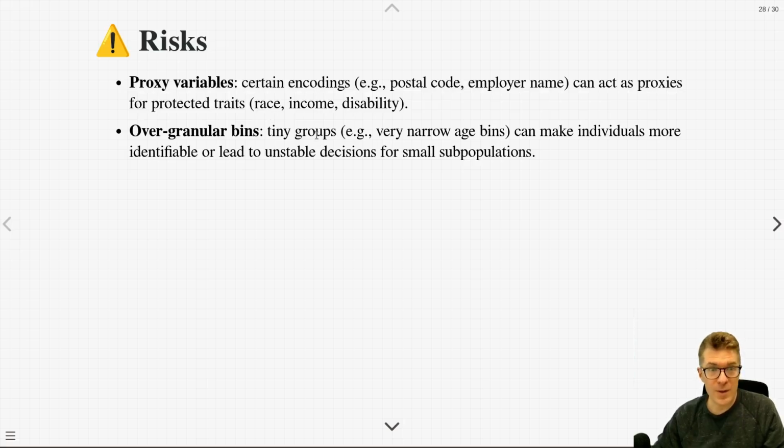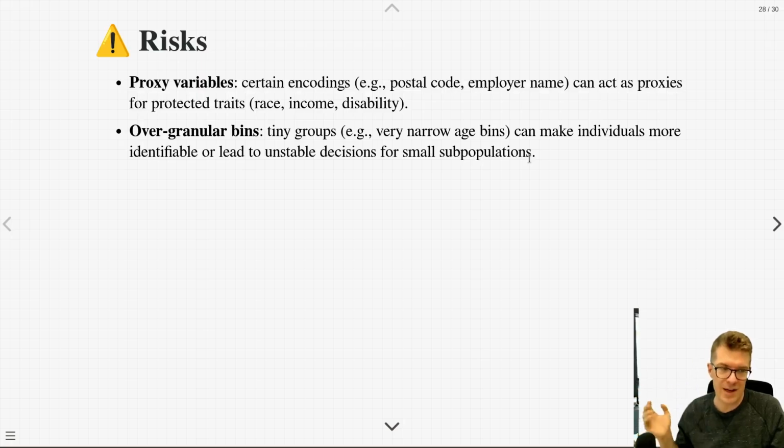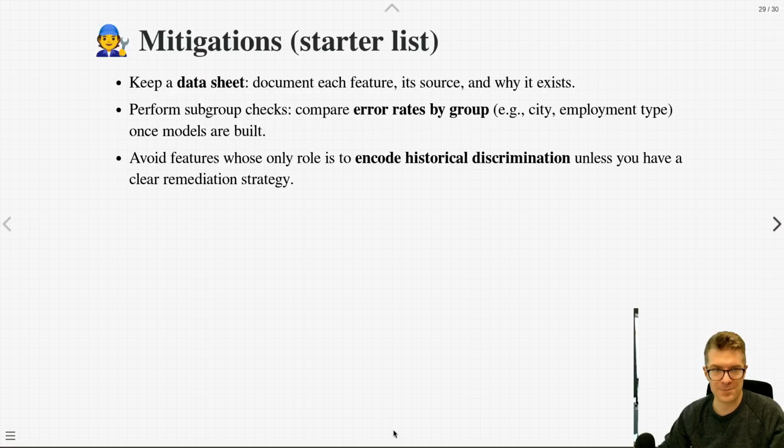And overly granular bins, so very tiny groups we talked about, can also make individuals identifiable. If there's only one person in a data set who has a particular age, then it doesn't matter if you remove their name and other information about them. If you wanted to, you could trace back behind the scenes information about them and say, well, there's only one 25-year-old in our data set. I know that person is so-and-so, and now I know everything about their income and where they live and so on, whether they've defaulted or not, which is a huge ethical and legal risk.